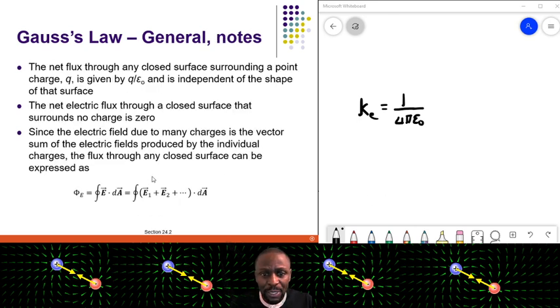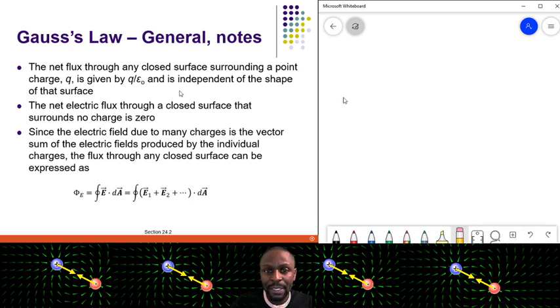Based on the principle of superposition of electric fields, since the electric field due to many charges is the vector sum of the electric fields produced by the individual charges, the flux through any closed surface can be expressed as this equation here. It is also very important to remember that the net electric flux through a closed surface that surrounds no charge is zero. What does that mean? We have just seen that the flux of E is given by Q divided by epsilon naught. If the surface includes no charge, Q is zero, therefore the flux is also zero. That's what the statement is saying.